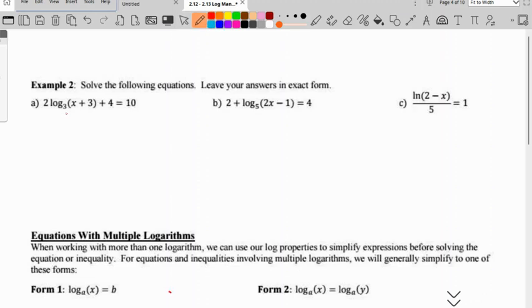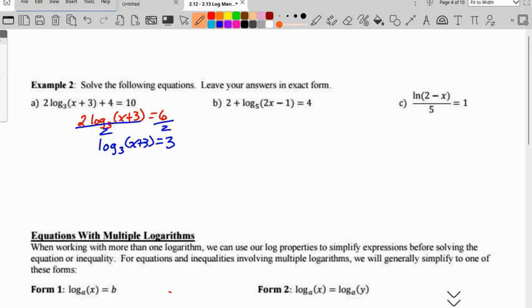If I want to get this log base 3 of x plus 3 by itself, I'm going to subtract 4 from both sides. That gives me 2 times log base 3 of x plus 3 equals 6. Then I want to divide both sides by 2 to get rid of the 2 out front. So that's going to be log base 3 of x plus 3 equals 6 over 2. I'll show the division there. 6 over 2 is 3.